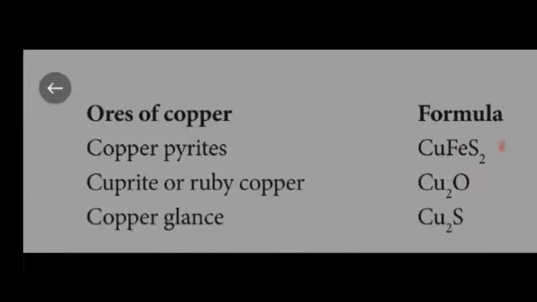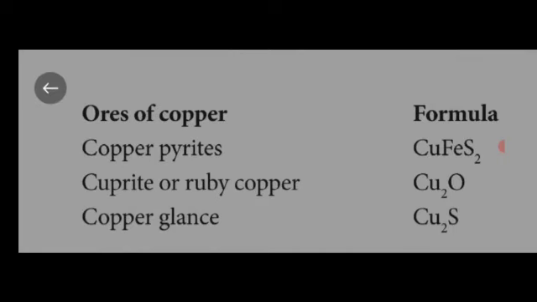Third question: write the ores of copper. There are 3 ores of copper available. One is copper pyrites, second one cuprite, third one copper glance. This is the answer for the ores of copper.